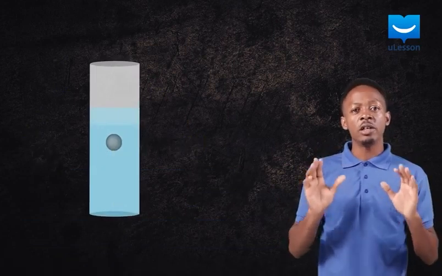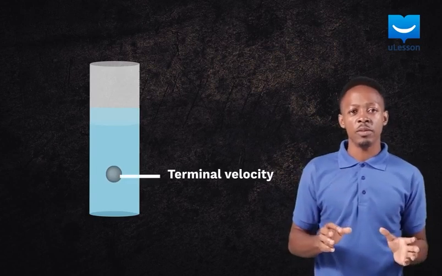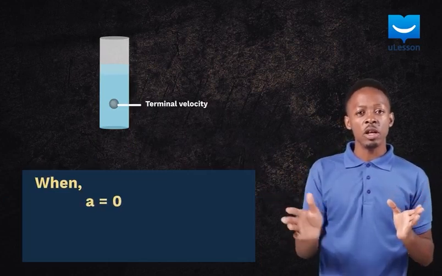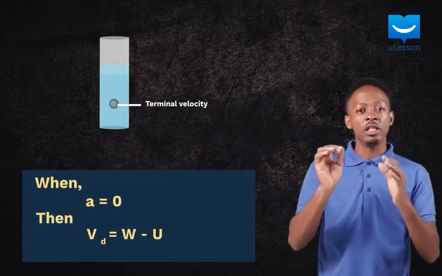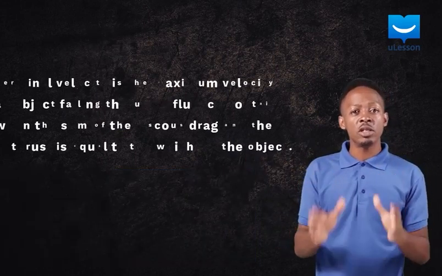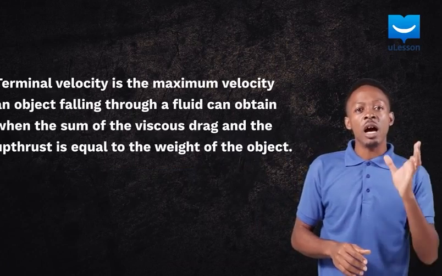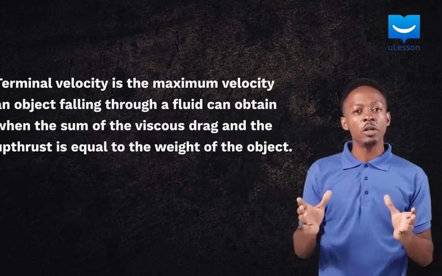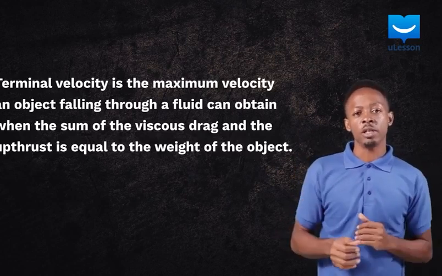The viscous drag increases with the speed of the ball. So as the ball falls faster through the fluid, the drag increases until the ball stops accelerating and falls with a constant velocity or terminal velocity. At this point, acceleration a equals 0, which now implies that Vd is equal to W minus U. So we can say that terminal velocity is the maximum velocity an object falling through a fluid can obtain when the viscous drag and the upthrust is equal to the weight of the object.